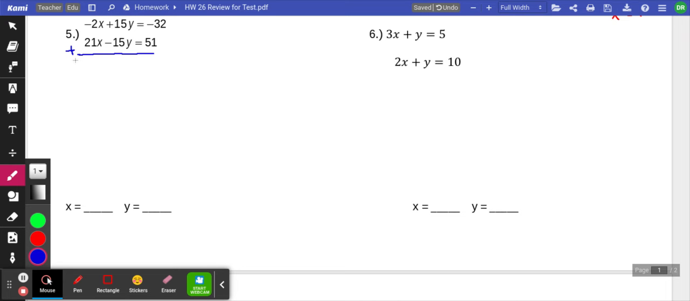You take negative 2x plus 21x, which is 19x. The y's will cancel, and we're still adding here. That's what happens when you combine equations. You are adding them together. And so we take negative 32 plus 51, which is nice, comes out to 19. Okay, and then we solve this equation here pretty quickly. It's the beauty of elimination. It's how quickly things go after you cancel a variable. In this case, we just need to divide by 19 on each side, and x is equal to 1.